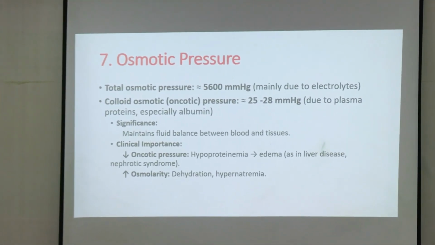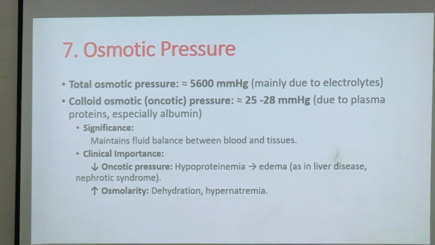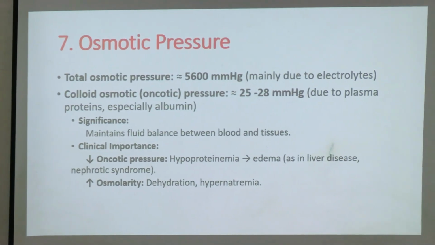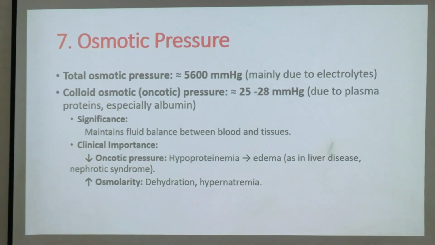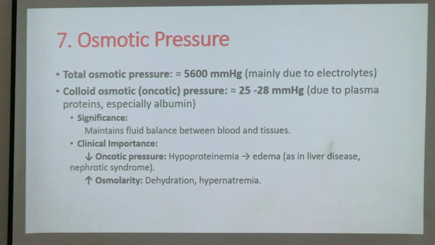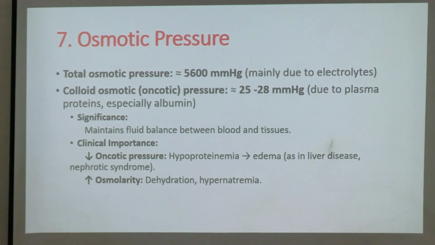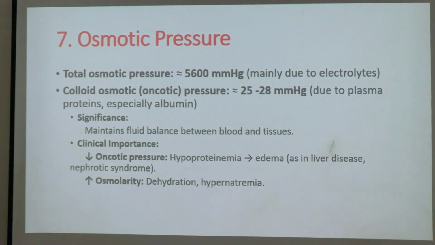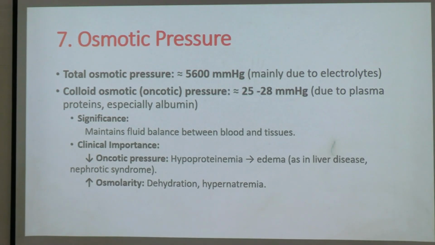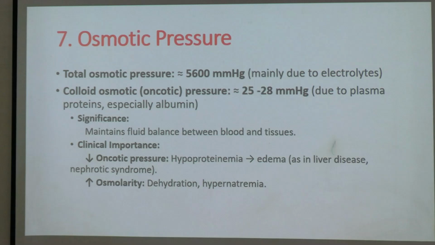But for us, plasma oncotic pressure means the plasma proteins exert their colloid effect. Plasma proteins are colloids, macromolecules. They cannot pass through a semi-permeable membrane. So by remaining in the blood bag, they exert a pressure, which we call oncotic pressure or osmotic pressure. And this is 25 millimeters of mercury.